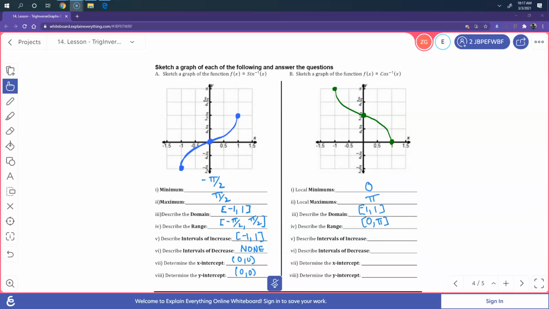Describe the intervals of increasing. There's none. Remember, we're going from left to right. And decreasing, it's decreasing from -1 to 1. It should have been parentheses, since we don't include the -1 and the 1. The x-intercept is (1, 0). That's the x-intercept. And the y-intercept is (0, pi/2).